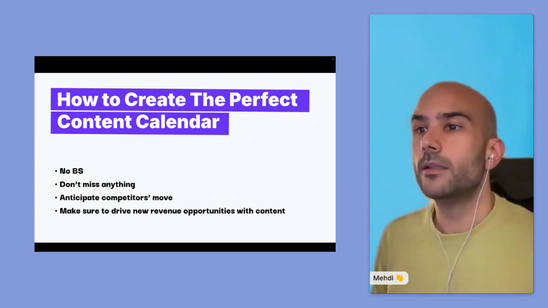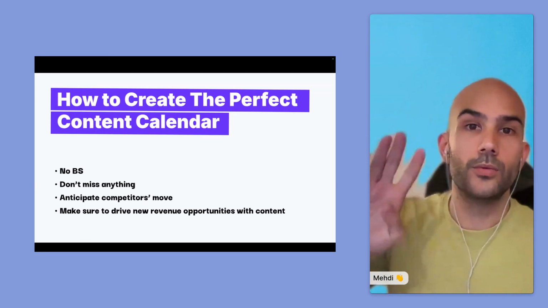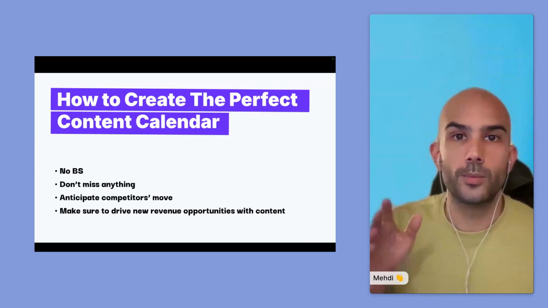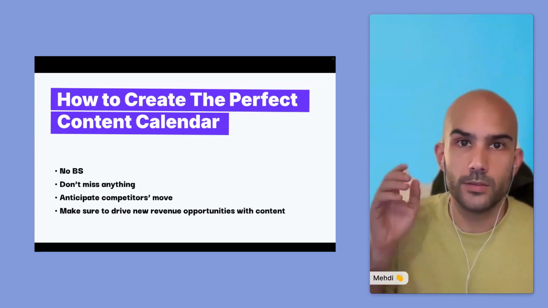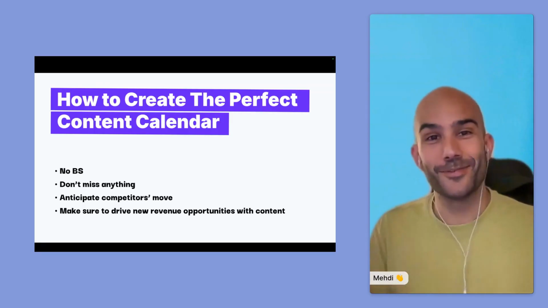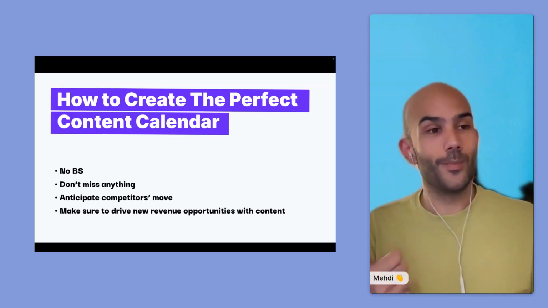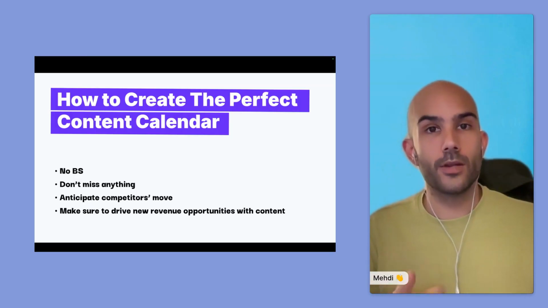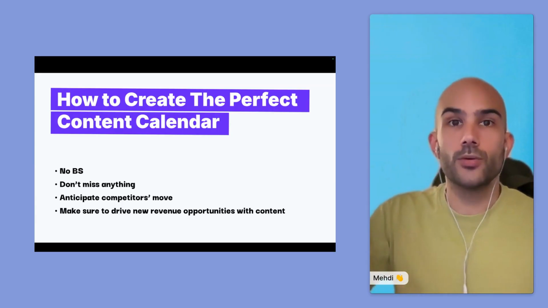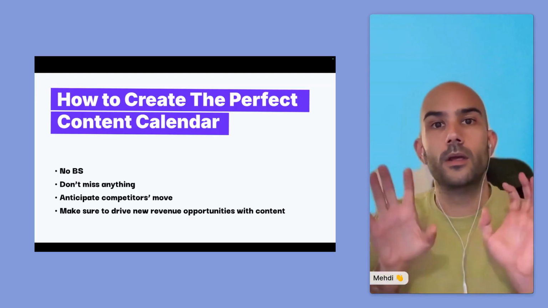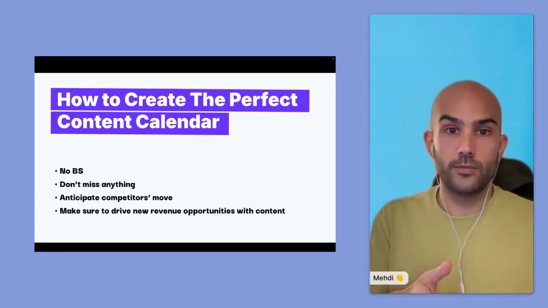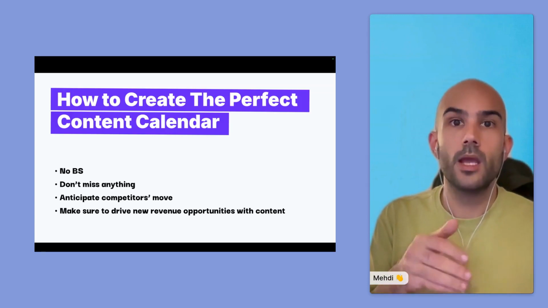Perfect content calendar. There are 4 things that we're going to do. The first one is no BS, as always in our webinars. We're going straight to the point with actionable advice you can use today. The next 3: the main one is make sure that you don't miss anything that's going to happen in your market. The second one is how to anticipate your competitors' moves, to make sure that you can create the perfect content calendar based on what they're doing. And the third one, the last one, is make sure to drive new revenue and more opportunities with your content.